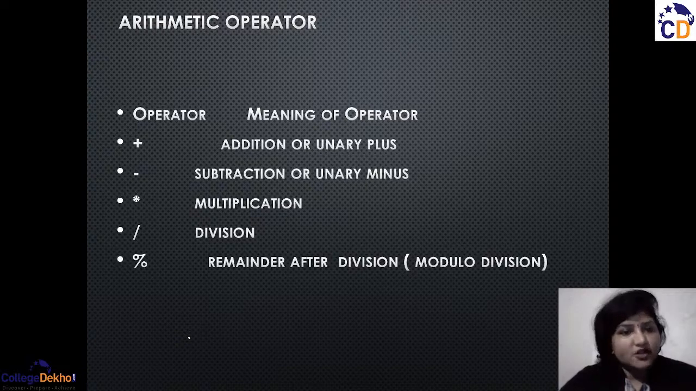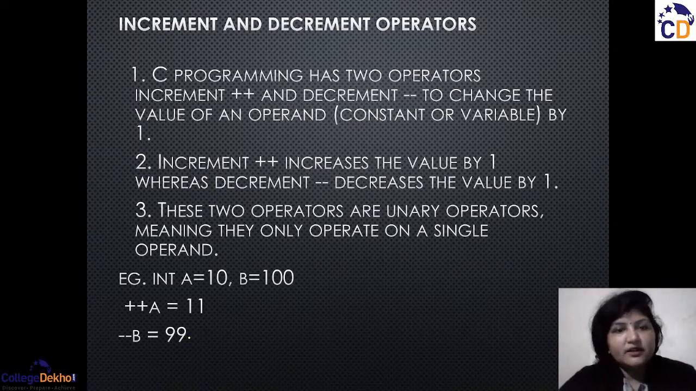First is plus, addition. Subtraction is minus. Multiplication, asterisk. Division. Then modulus, or you may say remainder. Then we have increment and decrement operators. It is basically an operator which increments the value by 1 and which decrements the value by 1. Whenever we have these operators, you may increase a particular variable by 1, or you may decrease it also.